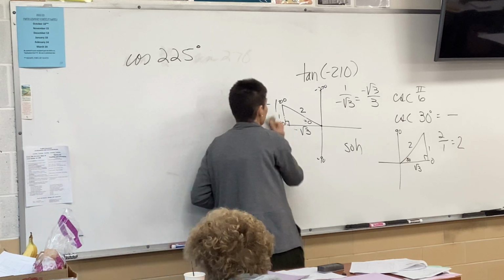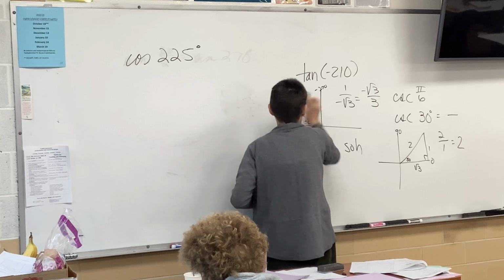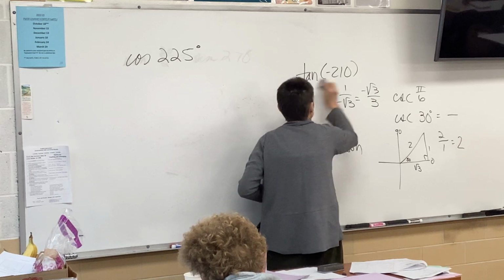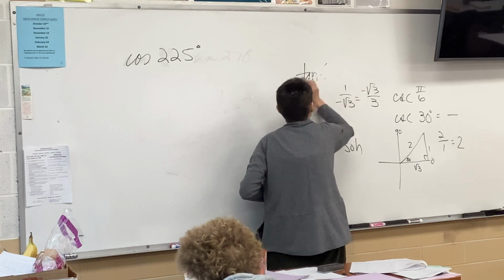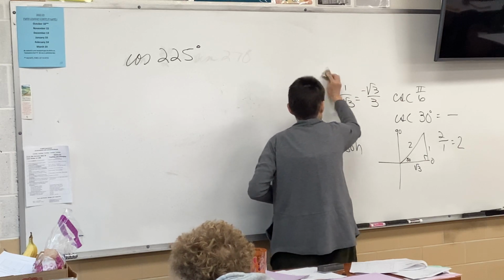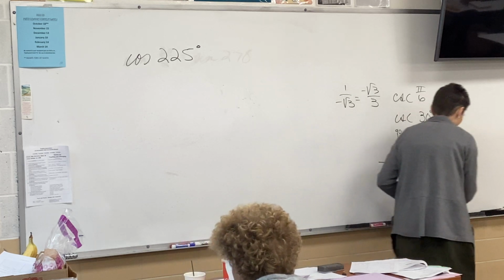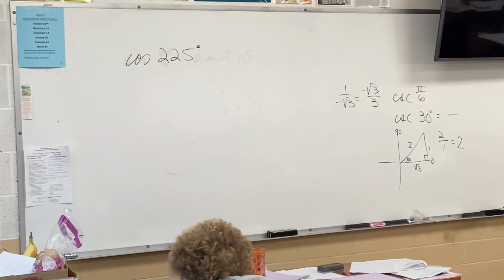Can you draw 225? Yeah. Can you make a triangle or is it a circle problem? It's a triangle because we only use the circle when we are on an axis, right? And 225 is not an axis.